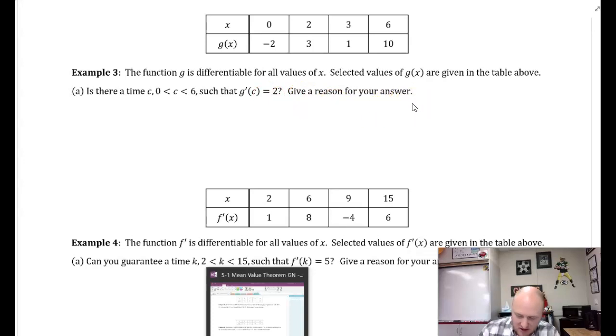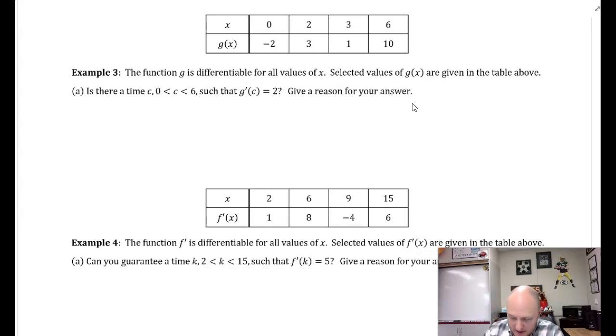So the first thing that should go off in your head is that they ask, is g prime of c equal to 2? Now watch out for AP or College Board doing AP College Board things. They may give you in the table values of g prime. Now if they do, that's IVT. In this case, I have g of x, and they're asking me, is there a time where the instantaneous rate of change at c is equal to 2? So this is an MVT, mean value theorem problem.